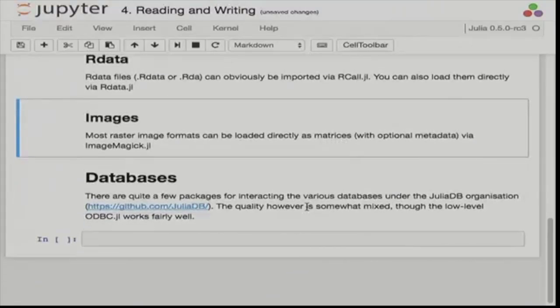Databases, finally, it's a bit of a mix. There's this JuliaDB organization, so if you look under there, you'll find basically the current things. Some of them are fair. Quality varies a bit, though. ODBC is like the low-level one, works fairly well. So if you need to use that, that's the sort of fallback. And okay, that's all, I'll finish up there.